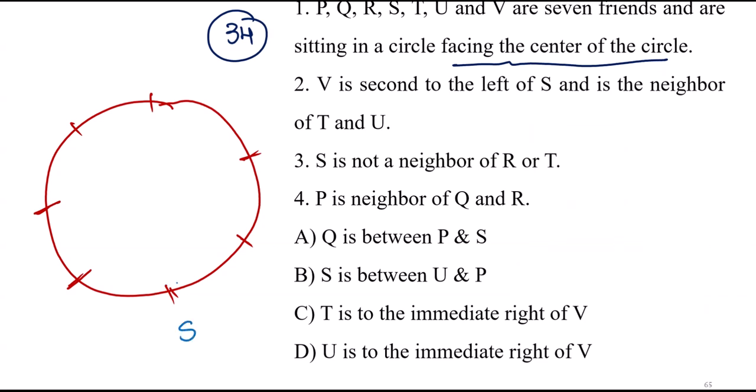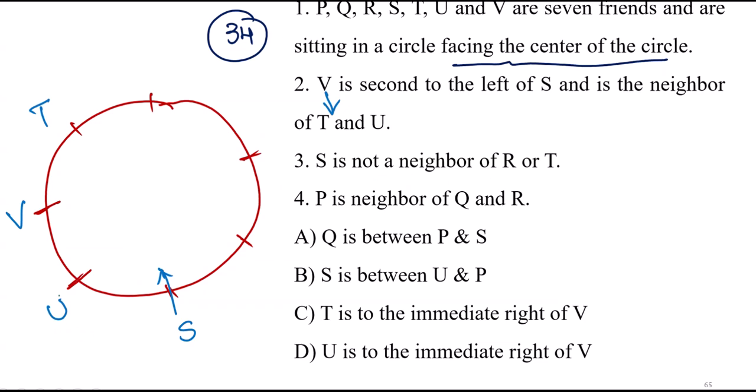S here. First left, second left is V. V is neighbor of T and U. And S is not neighbor of T, so T cannot be put here. T here, U here. See, V is neighbor of T and U. U T here is also a possibility, but immediately there is a mention: S is not neighbor of R or T.